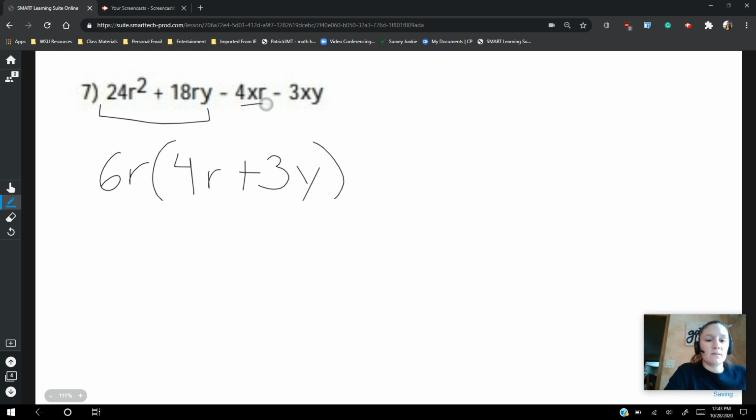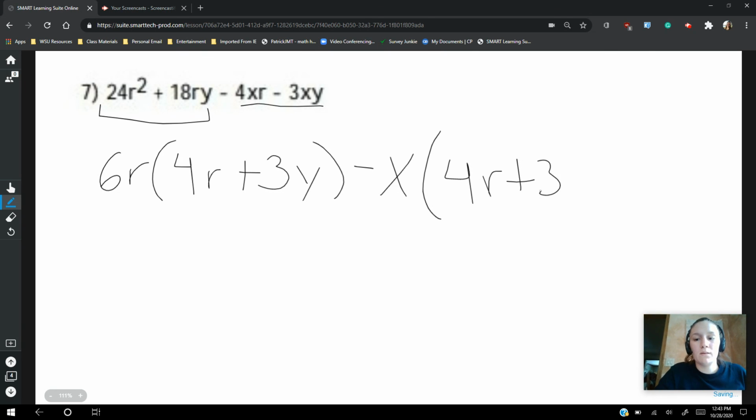For the second set, the negative 4xr minus 3xy, what would be the best thing to do, because we're trying to get the second part to be equal to 4r plus 3y. So we're going to pull out the negative. And between the two terms, there's also an x for the GCF, so we'll pull out the x. Then in parentheses, we still have 4r. The minus is gone, so that's a plus 3y. And we see that these two terms are the same, which is what we want.